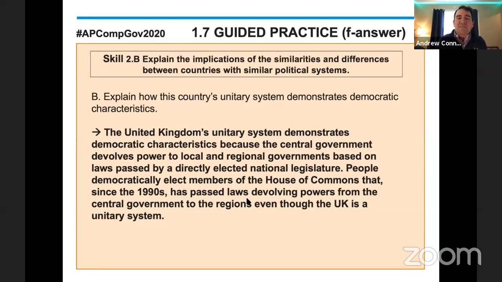So this explains the process by which the United Kingdom came into this system of devolution because it is a democratic government. People elected members, MPs, to the House of Commons, and those MPs over the last 30 years have voted to devolve powers to the regional governments, even though the United Kingdom is unitary.